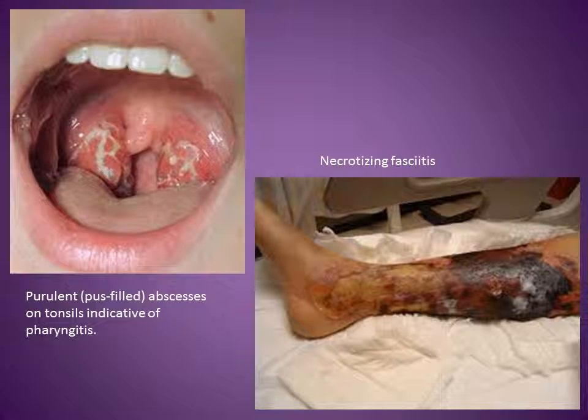So this picture here is of an open mouth showing the purulent abscesses covering the tonsils that would be indicative of strep throat. The picture next to it is necrotizing fasciitis, also known as flesh-eating bacteria, which is when S. pyogenes secretes enzymes and toxins that destroy the tissues and may require surgery to remove the non-viable tissue and the infecting bacteria.